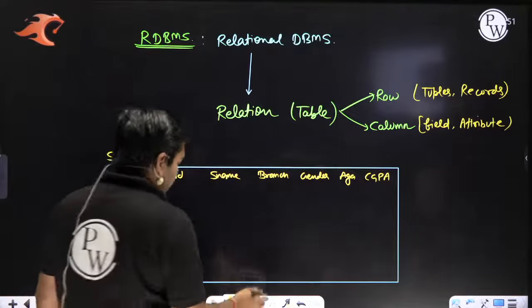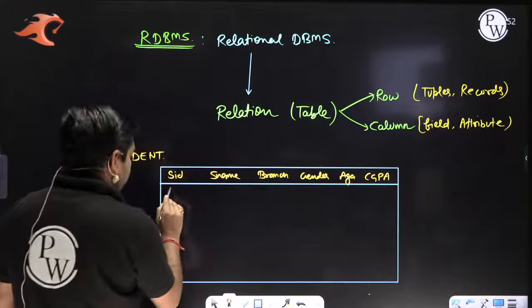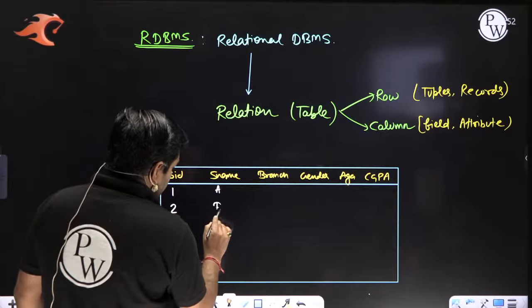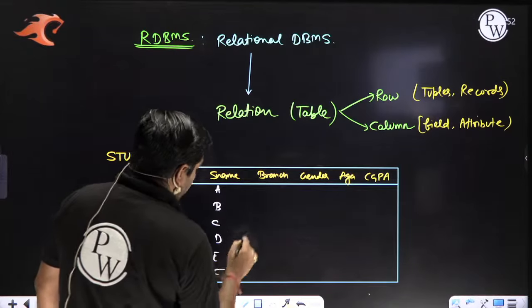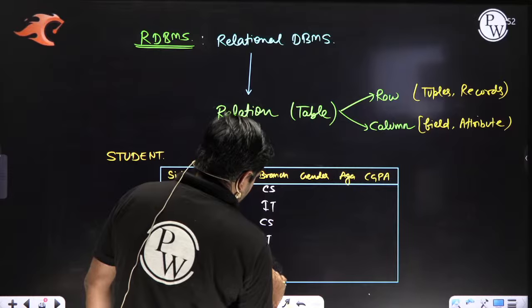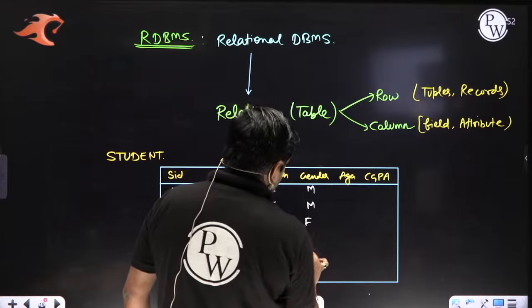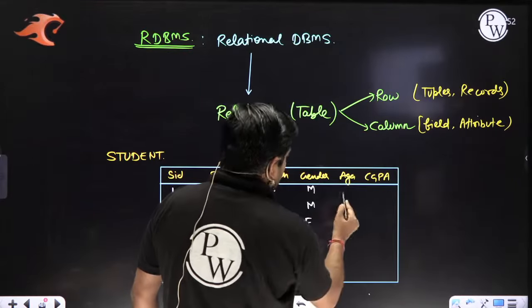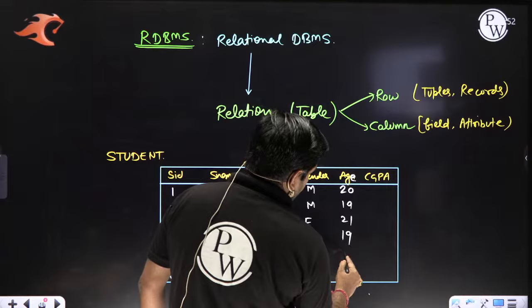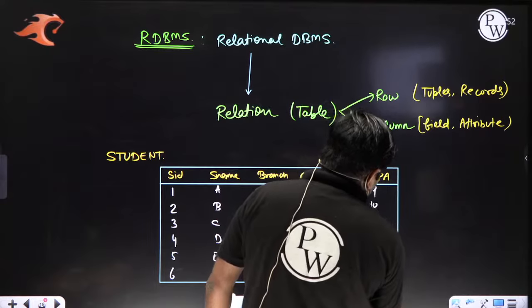Now, what is happening? Let's suppose we have branches CS, IT, EL. Gender male, male, male. Age, let's suppose 20, 19, 21. CGPA 9, 10, 9, 10.